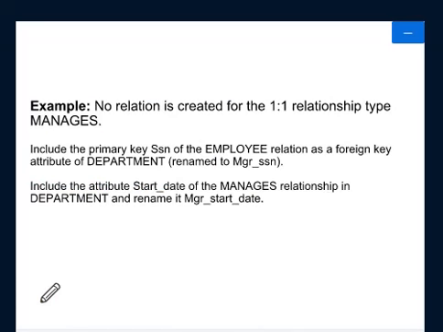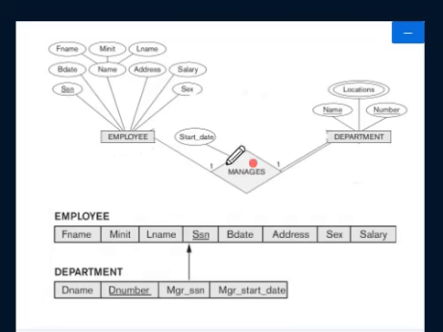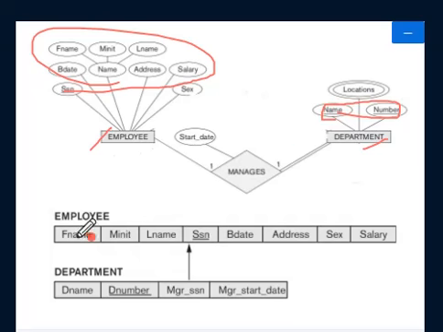So here, one is to one relationship. When we see the ER diagram of the company database, we have a one is to one relationship called managers, with cardinality 1:1, and it also has a relationship attribute called start date. So here, we have already created the relation for the employee and the relation for the department, and we have added the corresponding attributes. That was done.